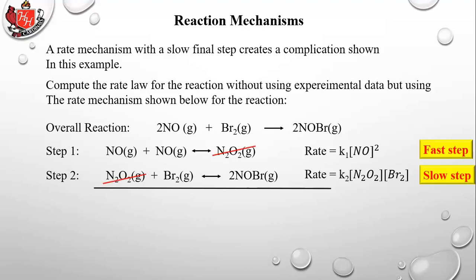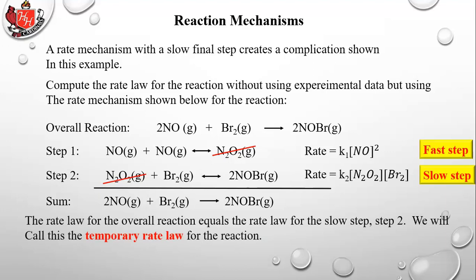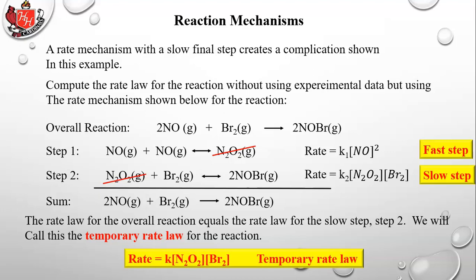Okay, so the N2O2 is an intermediate. It's produced in the first step and consumed in the second step, so it cancels out. And that gives you, using Hess's law, the overall reaction that you see up above. The rate law for the overall reaction equals the rate law for the slow step. That's what we said in the last slide. So that would be K2 times the concentration of N2O2 times the concentration of Br2. But we will call this the temporary rate law for the reaction, which is the rate law of the slow step.